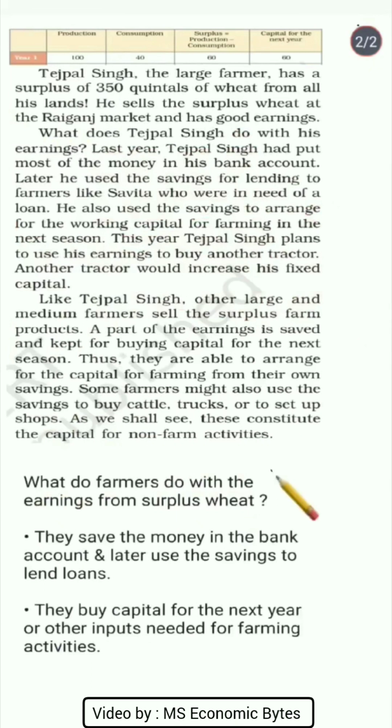Now, what do farmers do with the earnings from the surplus wheat? So they save the money in the bank account and later use the savings to lend loans to small farmers. Otherwise, they buy capital for the next year or other inputs that are needed for farming activities.